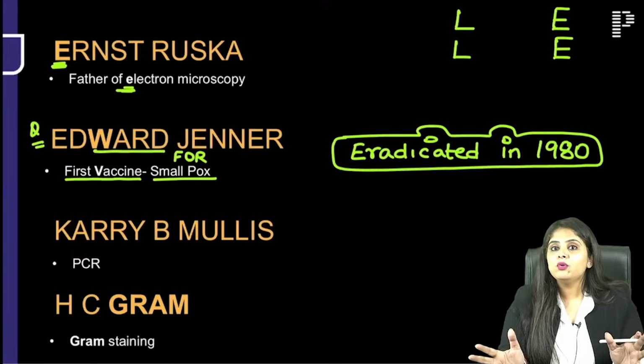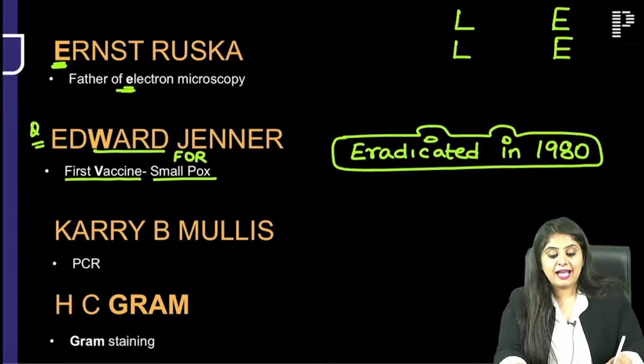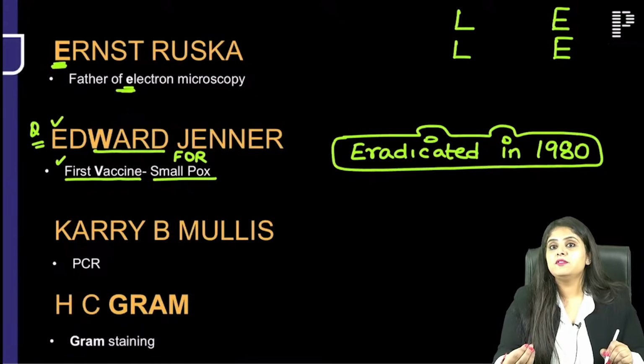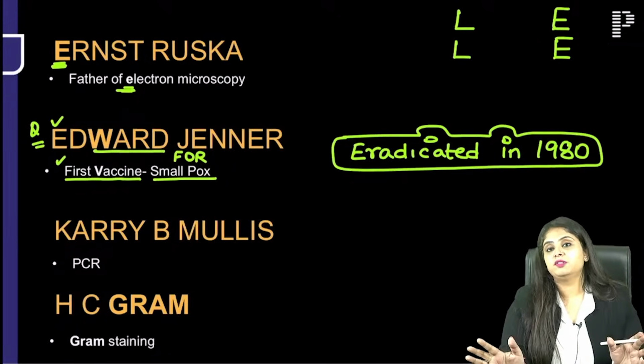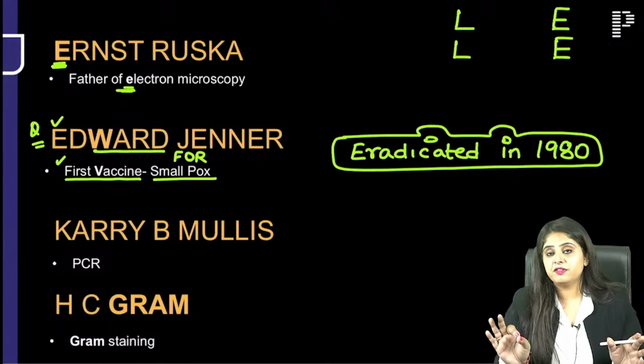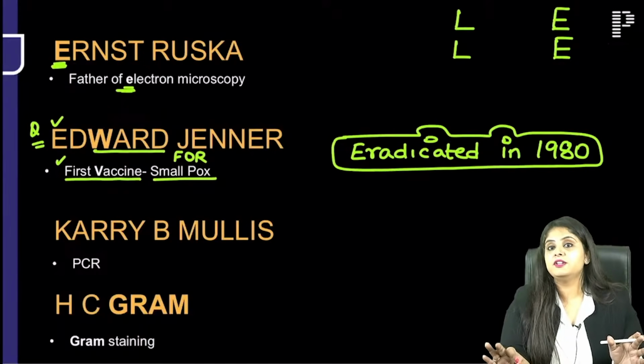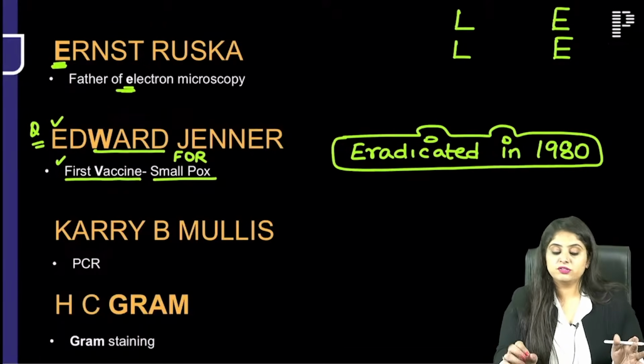But how could they just remove one disease from this entire planet? Let's thank Sir Edward Jenner, because he got a vaccine, and that vaccine was given to people, so people stopped having smallpox, and then smallpox just vanished from this planet. So vaccination is very important for all diseases. Edward Jenner gave us the vaccine for smallpox.